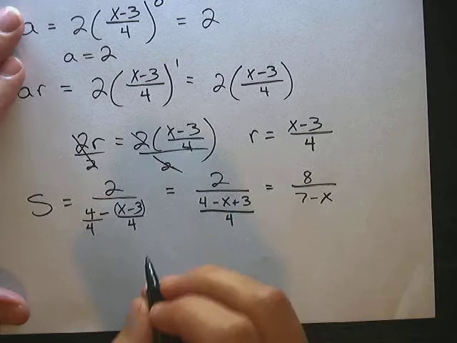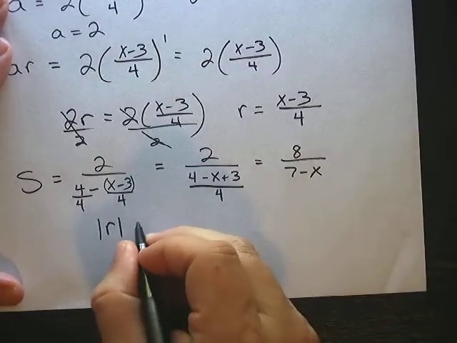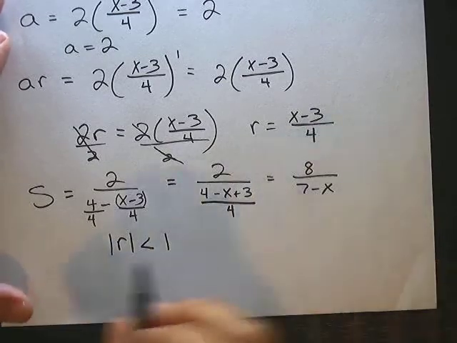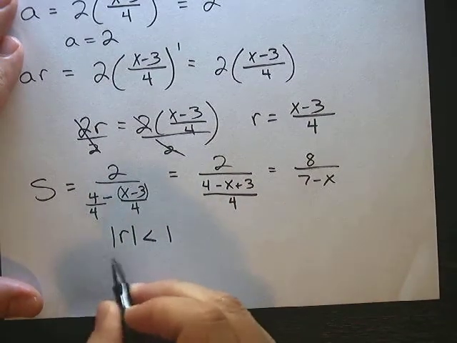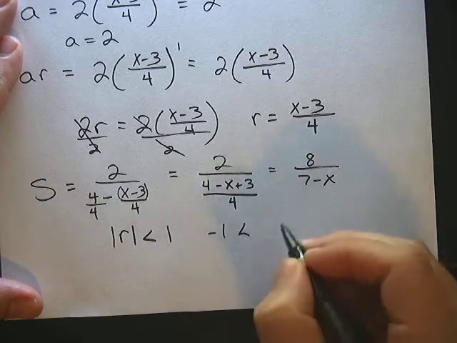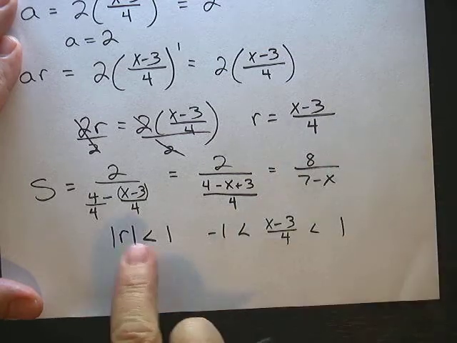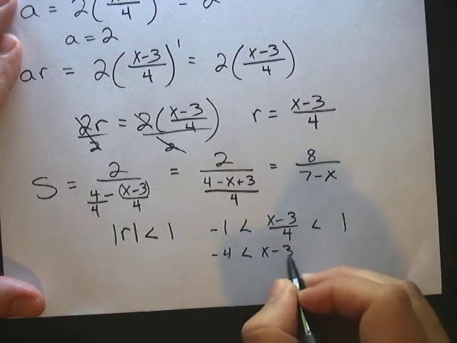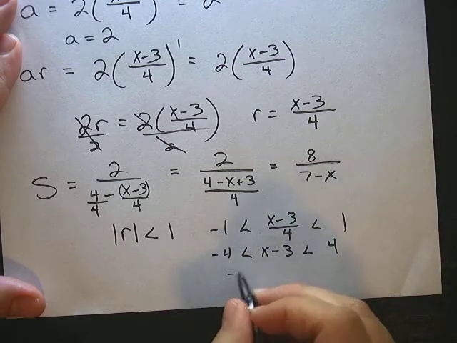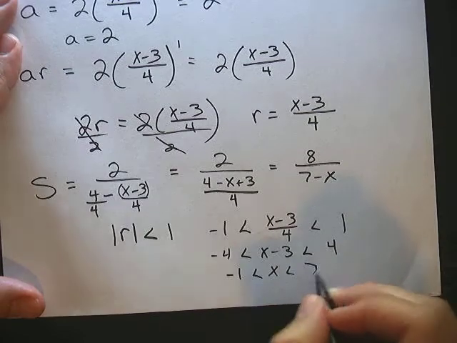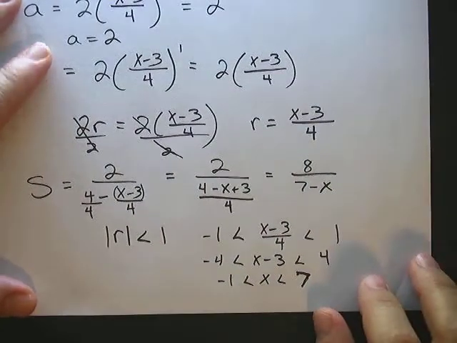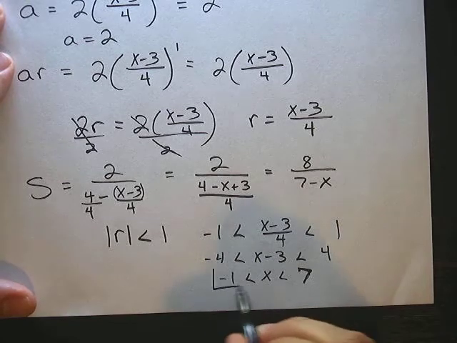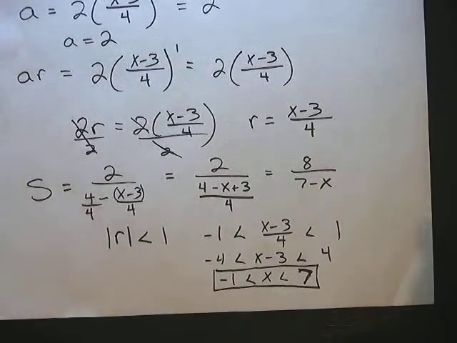To figure out our x values, we need to remember that a geometric series converges when the absolute value of r is less than 1. We have r, here it is. Let's solve that absolute value inequality. We'd put the negative 1 on the other side: negative 1 is less than r, or x minus 3 over 4, is less than 1. That's how you solve this absolute value. You get negative 4 is less than x minus 3 is less than 4 when you multiply by 4 on both sides. Now add 3. So negative 1 is less than x is less than 7. This is where it's restricted. This answers the question: for what values of x does the geometric series converge? It converges when negative 1 is less than x is less than 7.